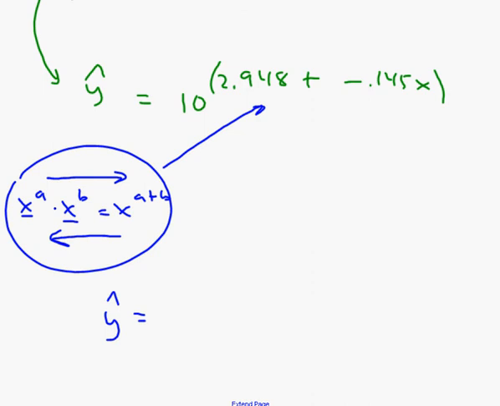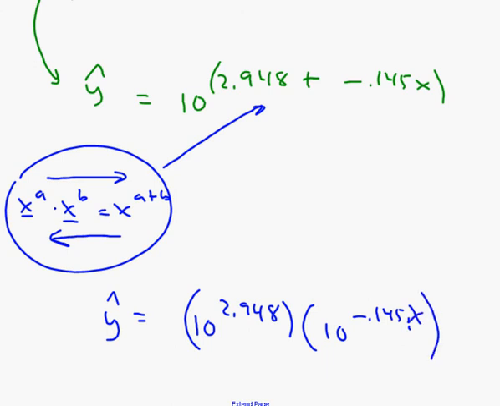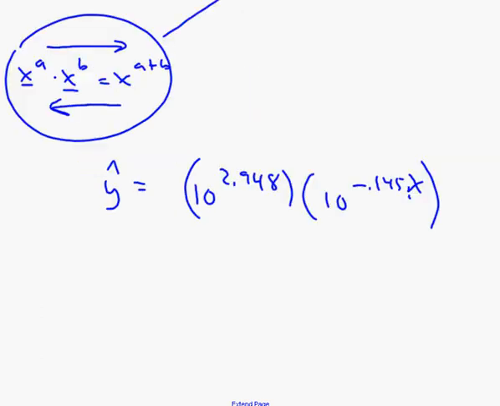Watch what happens. Y hat equals 10 to the 2.948 power times 10 to the negative 0.145 times x power. Okay. We're getting there. One more thing I want to remind you of from your mathematical past. You also learned this about exponents. If you had x to the a to the b power, you knew you could multiply those exponents. And you've always gone this direction, but you've always had the ability to go backwards.